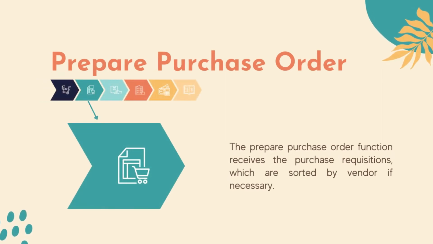The next step is Prepare Purchase Order. This function receives the purchase requisitions, which are sorted by vendor if necessary. A purchase order is prepared for each vendor. A copy of the PO is sent to the vendor. In addition, a copy is sent to the Set Up Accounts Payable function for filing temporarily in the AP pending file, and a blind copy is sent to the Receive Goods function, where it is held until the inventories arrive. The last copy is filed in the open or closed purchase order file.